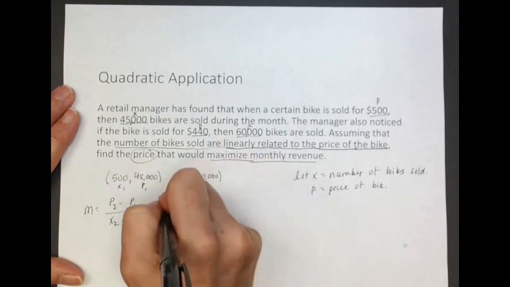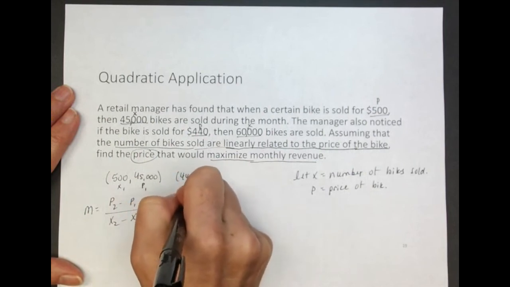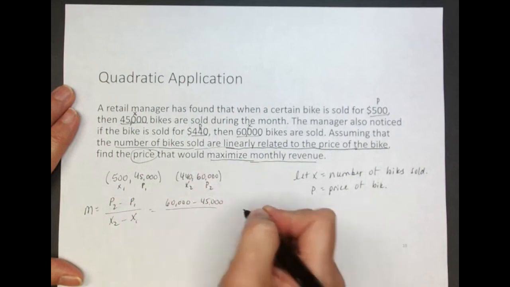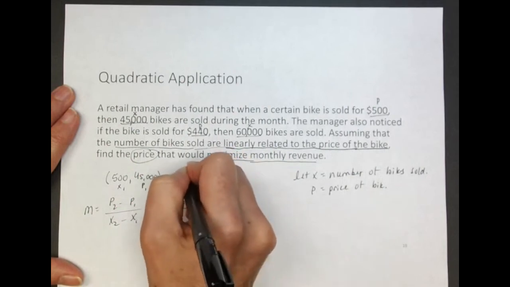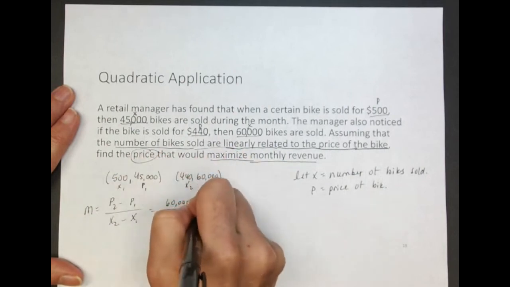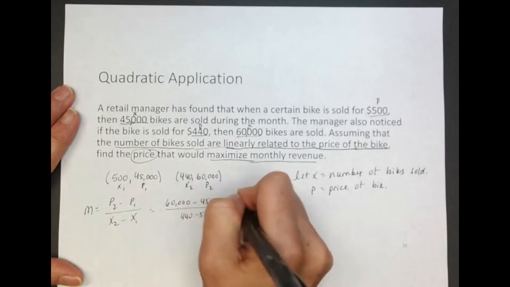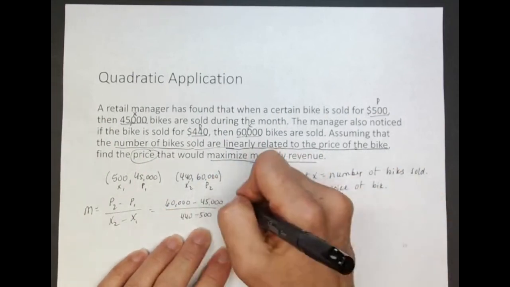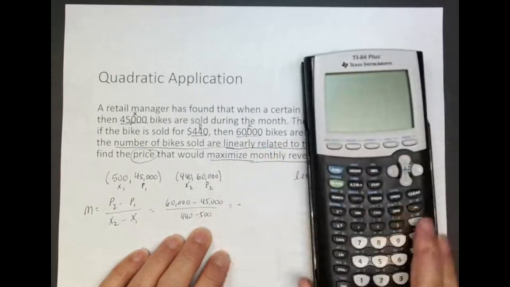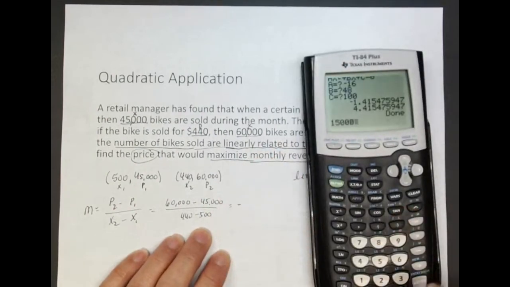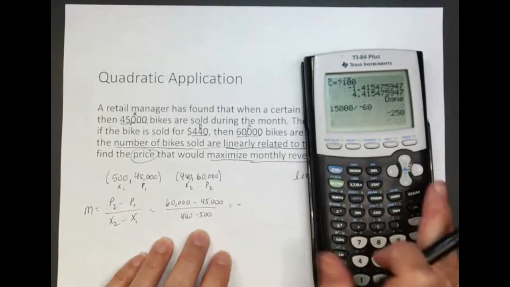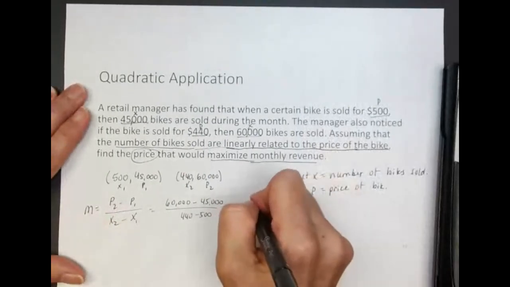Well, what's that going to be? 60,000 minus 45,000, divided by X2, 440 minus 500. So is that 15,000 divided by negative 60? Let's see what that is. 15,000 divided by 440 minus 500, that's negative 60. It's going to be negative 250.